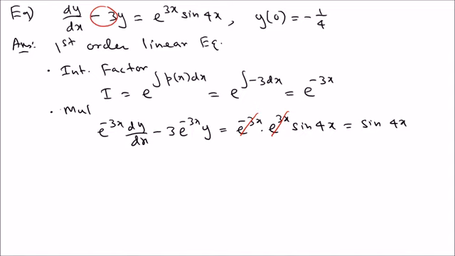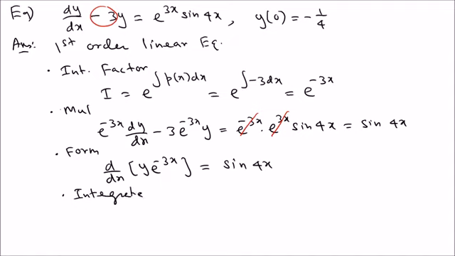Good. Now we know that this side is automatically the derivative of the product of y and the integrating factor. So that is an automatic thing. On the other side we have sine 4x. To remove the derivative, we can integrate with respect to x, the independent variable, so that's going to cancel out. So you simply get y e to the negative 3x equals the integral of sine 4x dx. This is very easy to integrate.